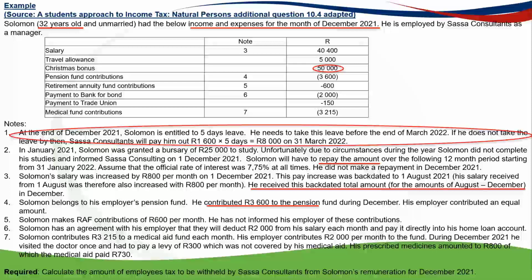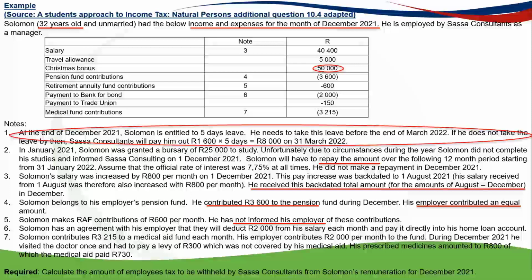Solomon contributed to a pension fund, and this is an allowable deduction that should be considered when you do your balance of remuneration. His employer also contributed towards his pension fund on his behalf, which is a taxable fringe benefit. Therefore, you would need to include that benefit in remuneration.